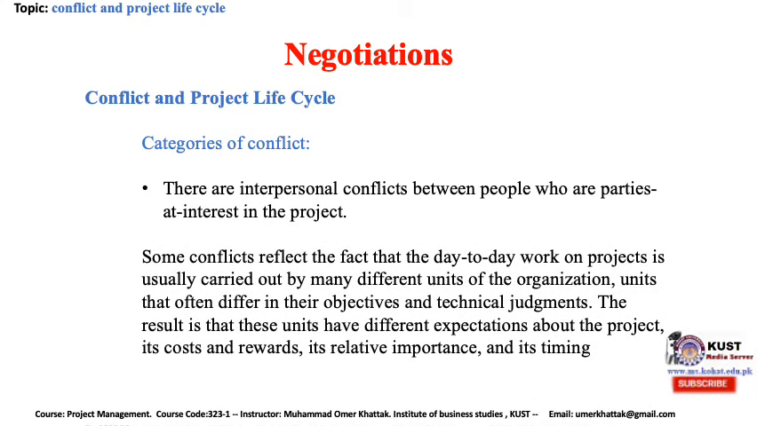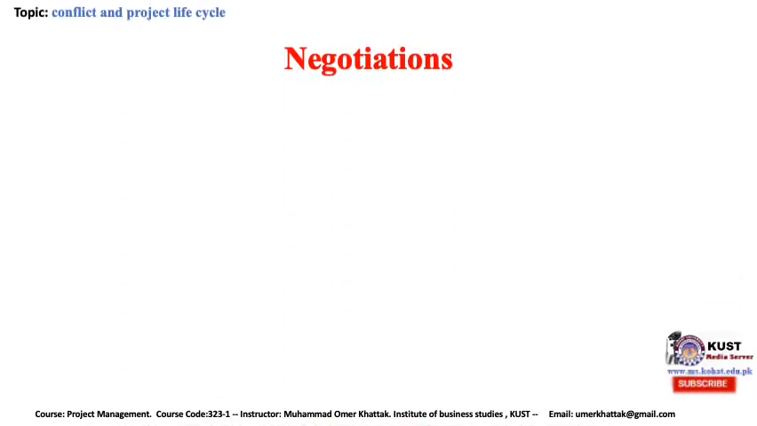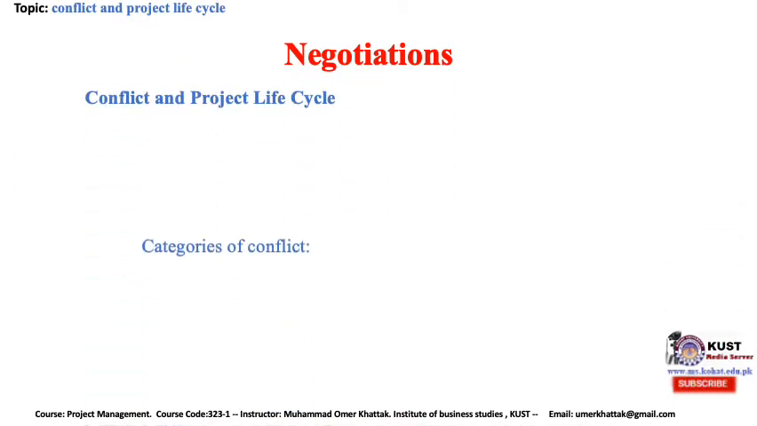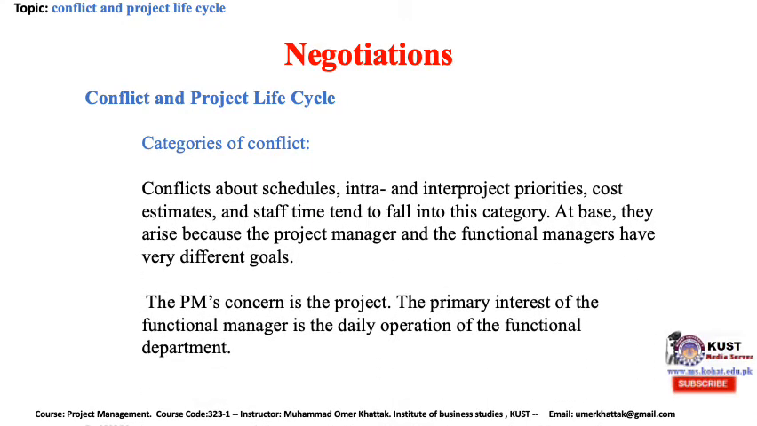Some conflicts reflect the fact that day-to-day work on projects is usually carried out by many different units of the organization, units that often differ in their objectives and technical judgment. The result is that these units have different expectations about the project, its cost and rewards, its relative importance, and its timing. Conflicts about schedules, inter-project priorities, cost estimates, and staff time tend to fall into this category.